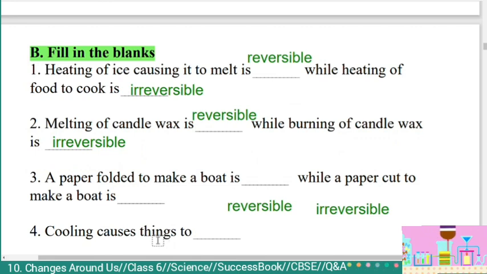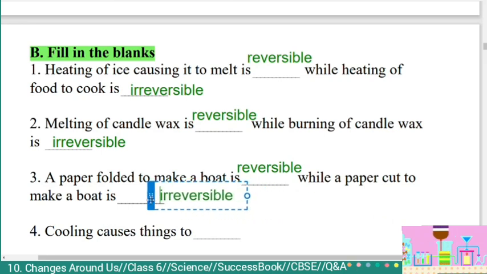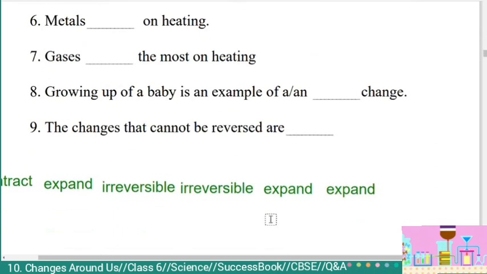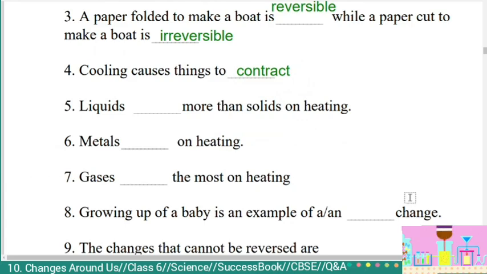Third one, a paper folded to make a boat is dash. A paper folded to make a boat is reversible, while a paper cut to make a boat is irreversible. Fourth one, cooling causes things to dash. Cooling causes things to contract.